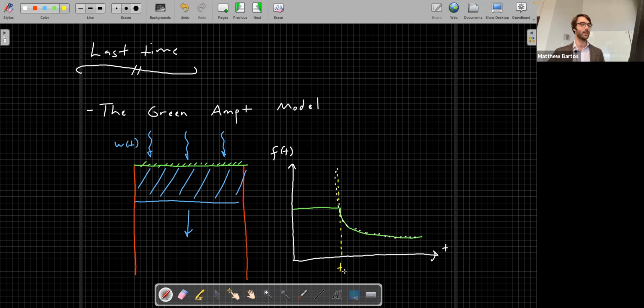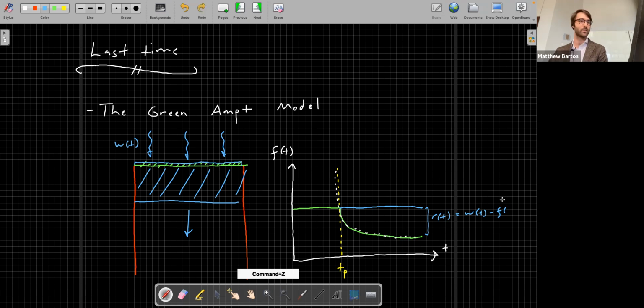So it would be this point right here on our curve. After we reach the time to ponding, the infiltration capacity of the soil is less than the rainfall rate, and you'll start to get water pooling on the surface. Once you get water pooling on the surface, you will start to experience runoff, and our runoff rate, which we call RT, is equal to the rainfall rate minus the infiltration rate.